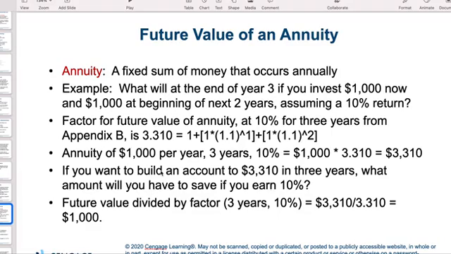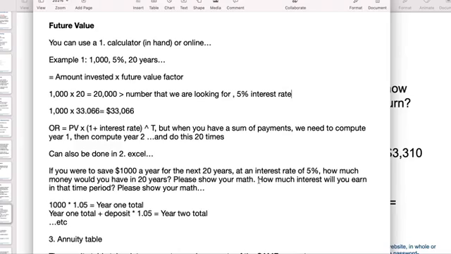So, the question in the discussion forum is: if we have $1,000 that we're investing every single year at the beginning of the year, or at the end of the year, sorry, because our annuity tables are at the end of the year, and that money is sitting in the bank account earning 5% interest, how much money will we have in 20 years?